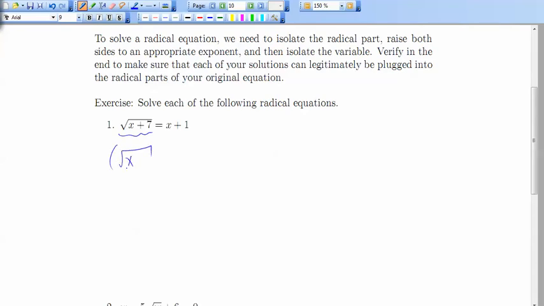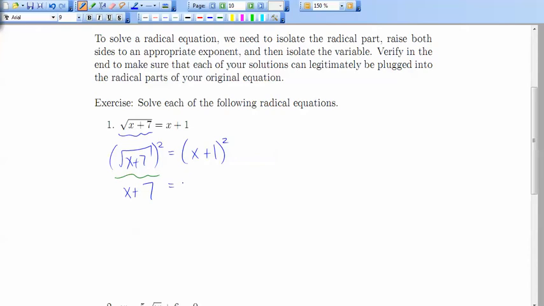To properly square both sides, you put brackets around the entire side, and then you put the square on it. You do the same thing for the other side. The entire side goes in brackets, then you put a square on it. Now on the left-hand side there, we're squaring a square root and absolutely nothing else. They're inverses of each other, they perfectly unlock, and we're just left with x plus 7.